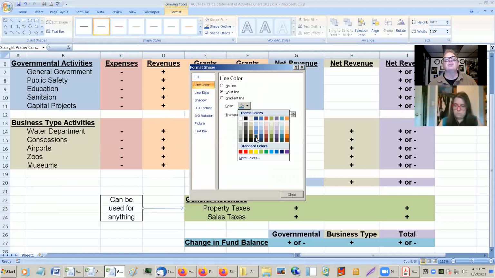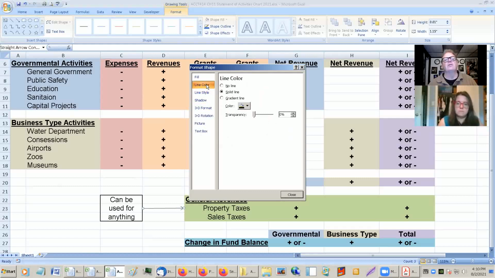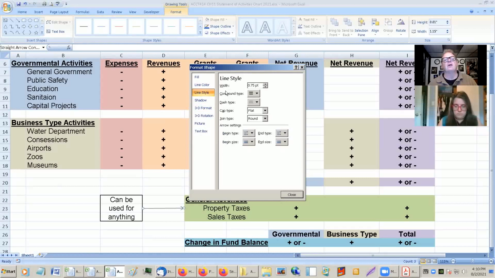Let's make this thing light blue. Like that. Almost invisible.